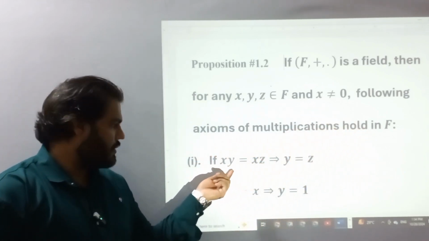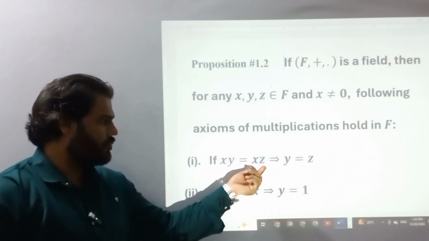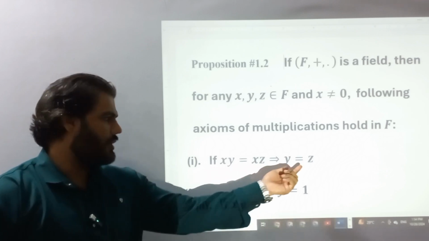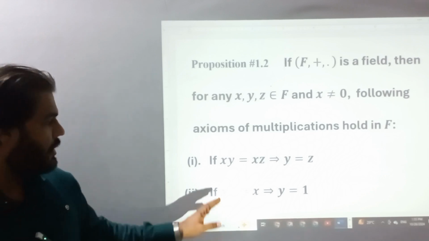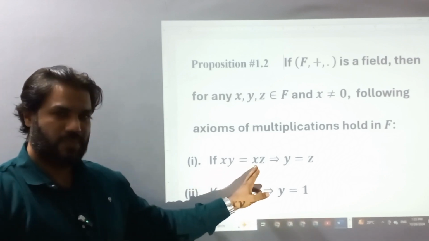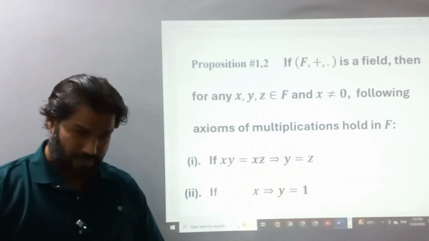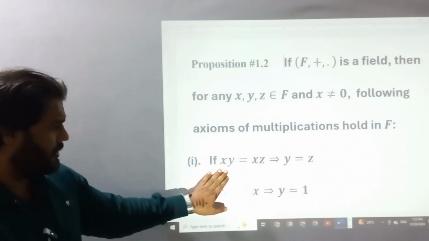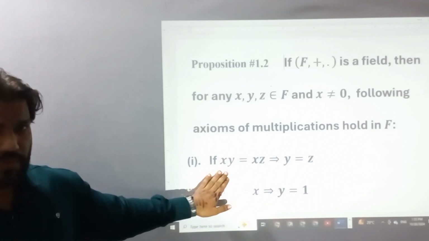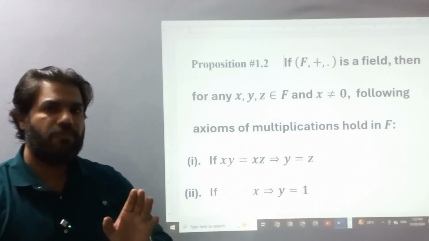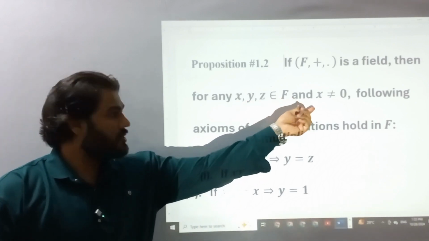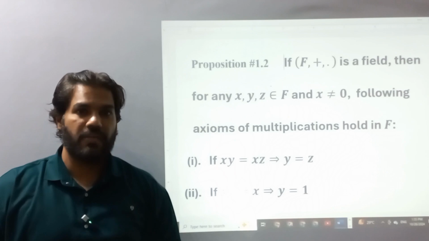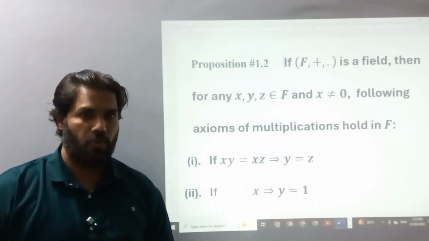The first property is, if the product xy equals xz, then we have to show that y equals z. This property is the same as property number 1 of addition, that was, if x plus y equals x plus z, then y equals z. You can simply apply the multiplicative inverse of x on both sides, because F is a field, and if x belongs to F and x is non-zero, the multiplicative inverse of x will hold in F.